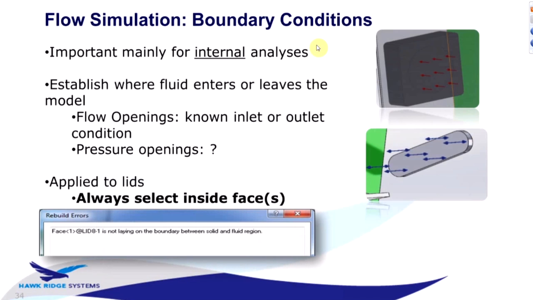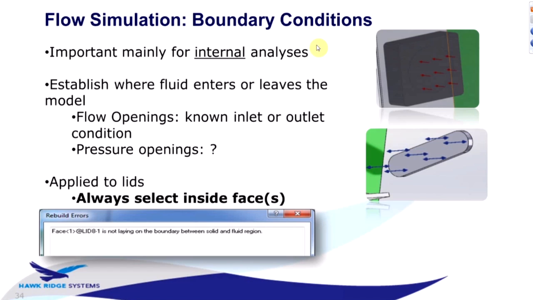Typically, the first thing you do after the wizard is complete is to set up what we call the boundary conditions. These boundary conditions define what the fluid is doing, and they're mainly important for internal analyses where you have those openings in your box or piping system. So they define where the fluid enters or leaves that model, and there are two main kinds. There are flow openings where we know the inlet or outlet condition of the fluid, and there are pressure openings where we don't really know if the fluid's going in or out.